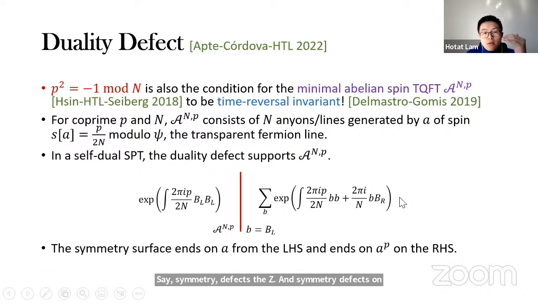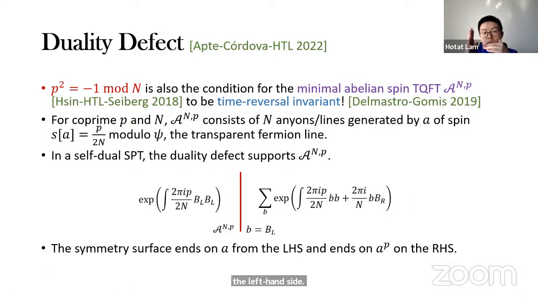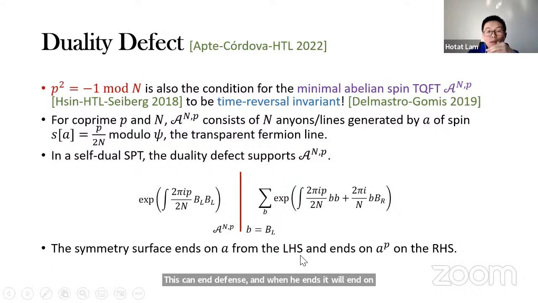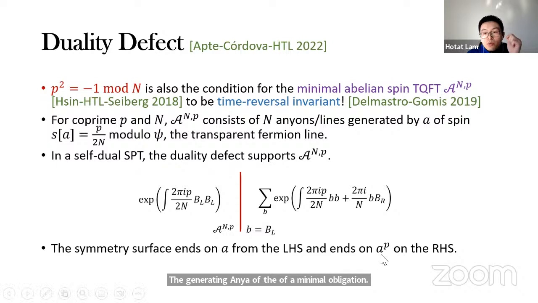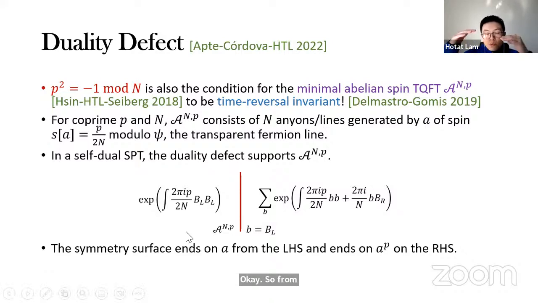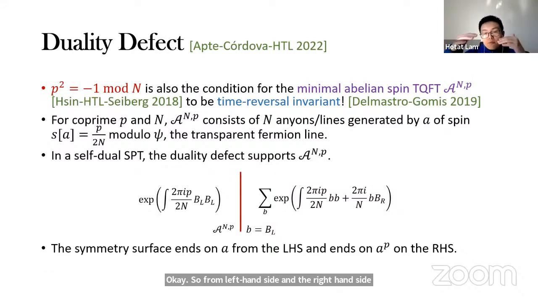So if we insert a ZN symmetry defect, this can end on the duality defects. And when it ends, it will end on some lines. For example, from the left-hand side, it will end on the generating anyon A of the minimal abelian TQFT. And on the right-hand side, it will end on a different generator, which is given by A to the power P. So from the left-hand side and the right-hand side, they end on different types of anyons. So the generators of the symmetry surface end on different types of anyons. And this will be a crucial fact in the next slides.